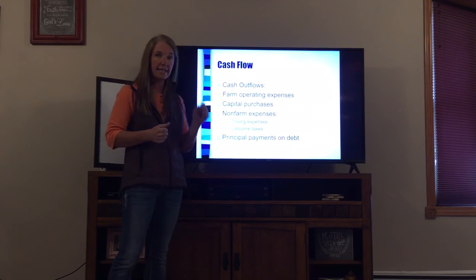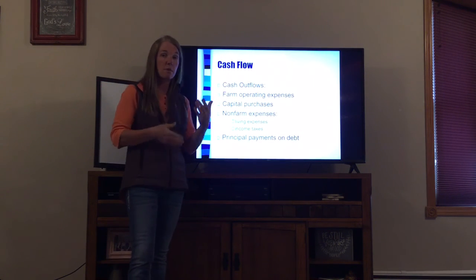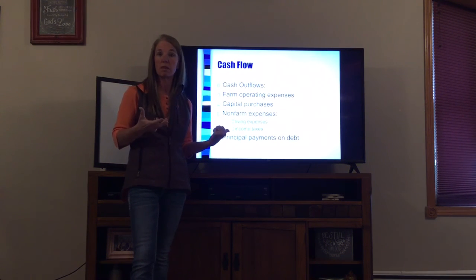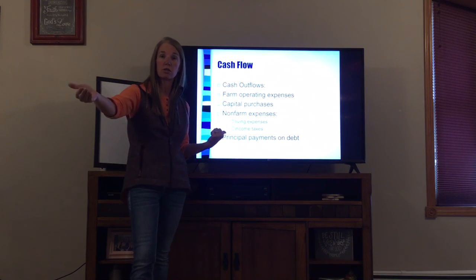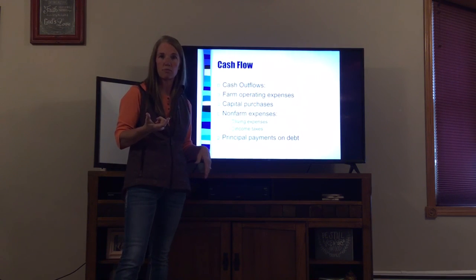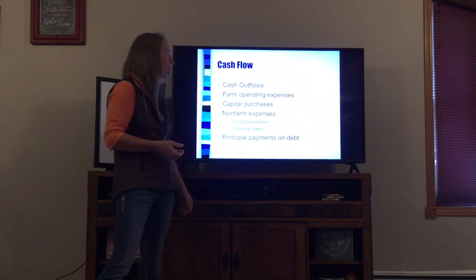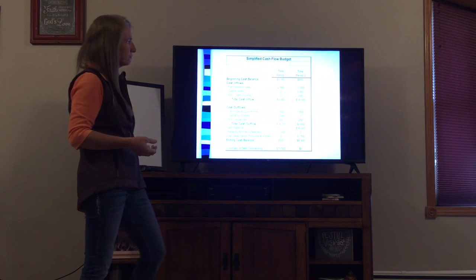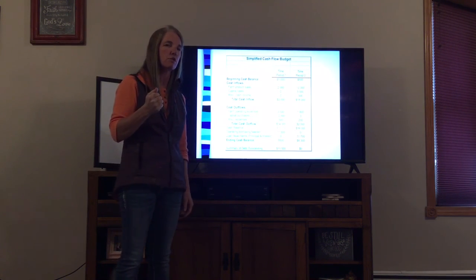And then finally, I can include the principal payments that I pay on my debt. Remember before, when we did an income statement, we didn't include principal payments because they were a repayment, not a cost for borrowing money. So we included interest, but not principal. Well, now principal takes cash. I have to pay that check. So I'm going to include that principal payment on my cash flow so that I can show how much I have in principal payments. So from a simplified standpoint, this is what a simplified cash flow budget might look like.